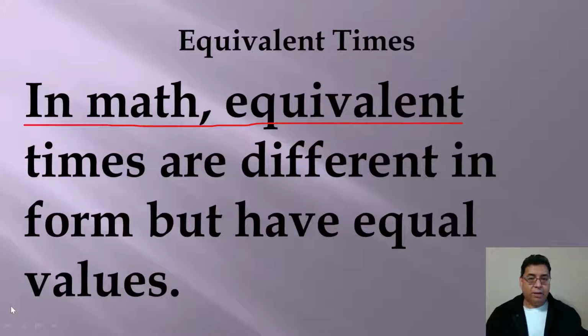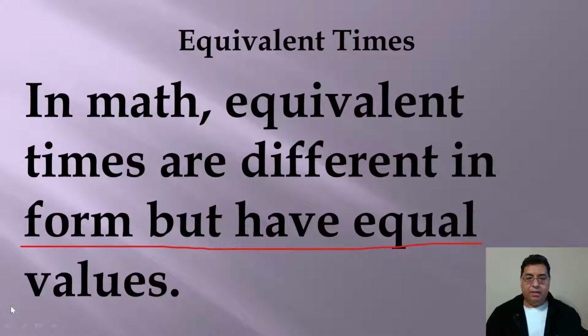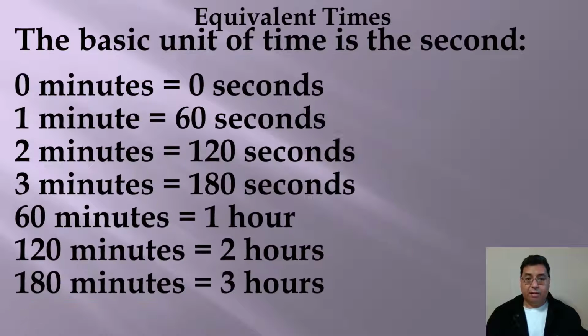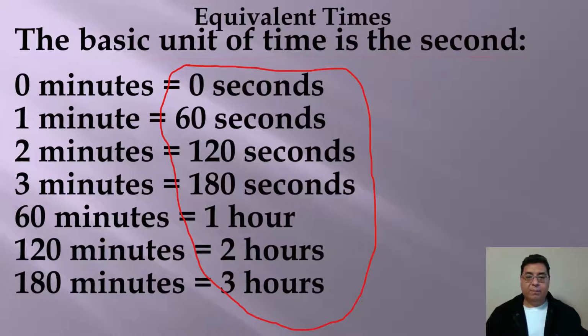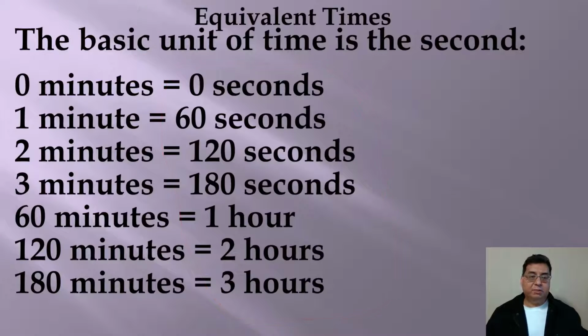In math, equivalent times are different in form but have equal values. So I'm going to show you some examples of that now. And here the directions say the basic unit of time is the second. So meaning all of these numbers here are the equivalent time to the times shown here.